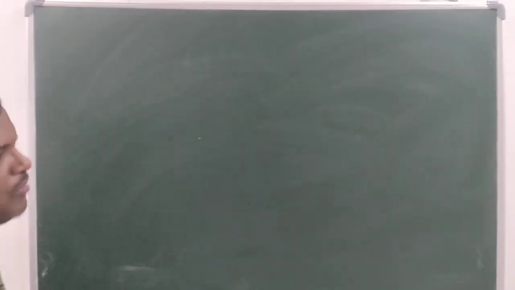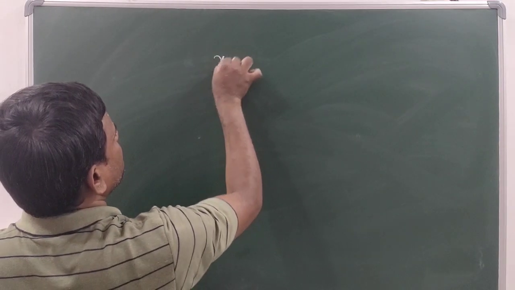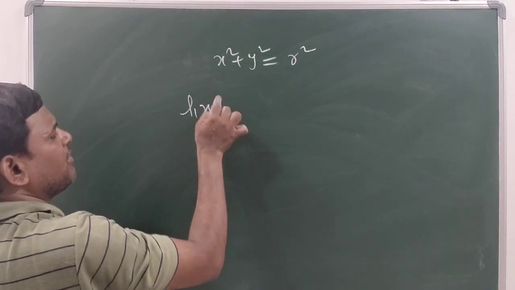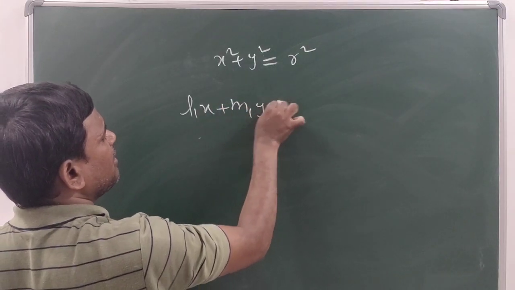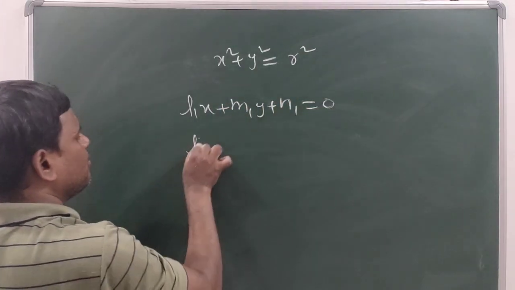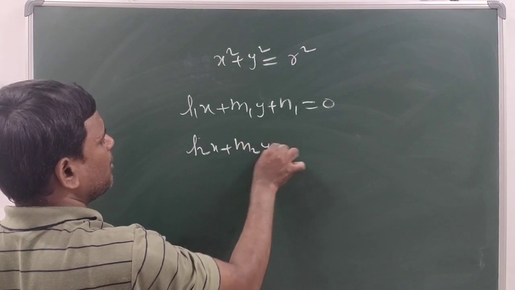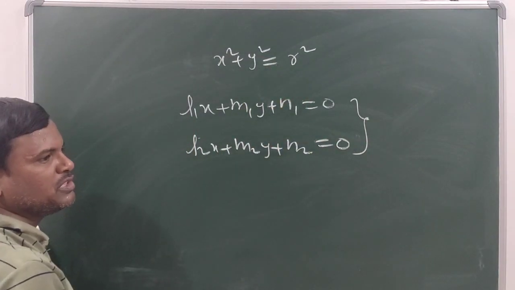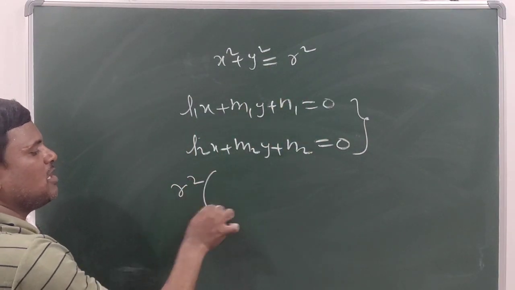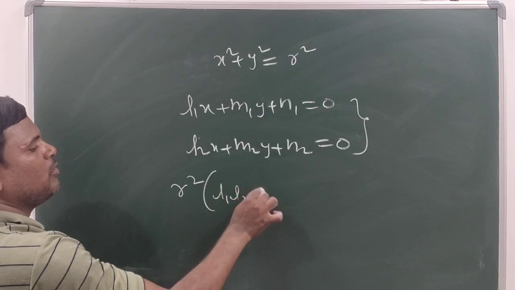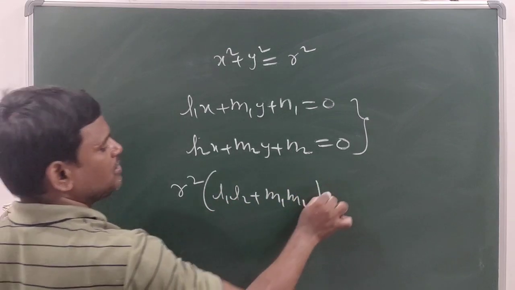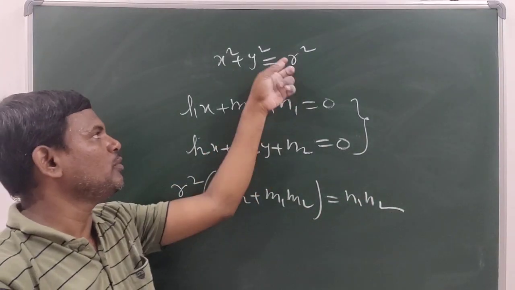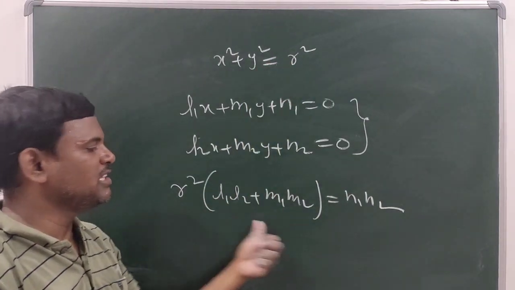Okay, now one circle equation is given like this, x square plus y square equal to r square. Now two polars are given, L1x plus M1y plus N1 equal to 0 and one more L2x plus M2y plus N2 equal to 0. They are saying that these two are conjugate lines with respect to this circle. Then you will get this condition, r square into L1 L2 plus M1 M2 is equal to N1 N2. Okay, if these two are conjugate with respect to this circle, then you will get this condition.